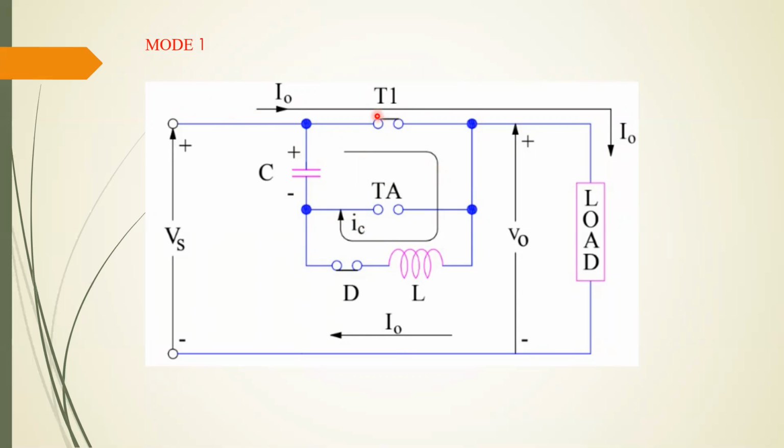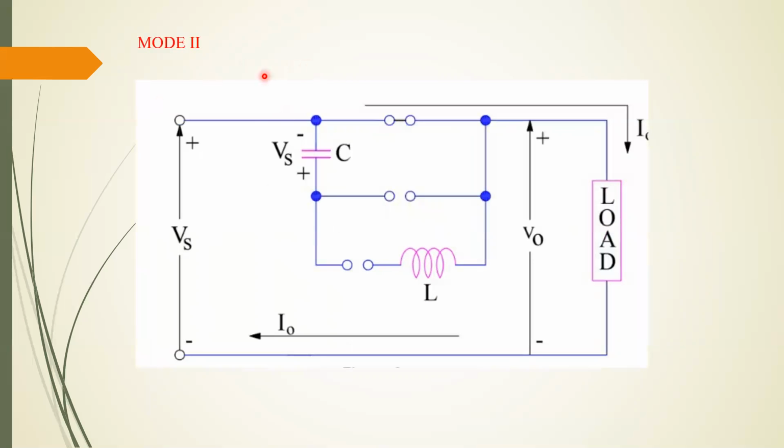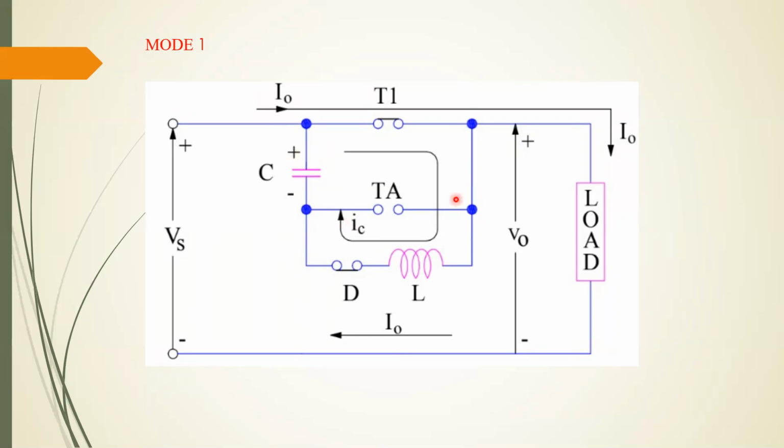So the current flowing in the thyristor is I0 plus IC. The voltage across the load is V0. I0 is the current flowing through the load, and ID is equal to IC. The charging current is flowing through the diode. In the second mode, this is the interval from T to T1.